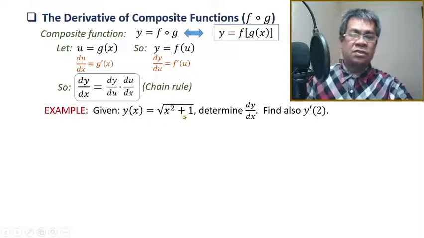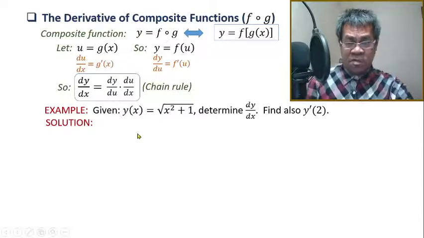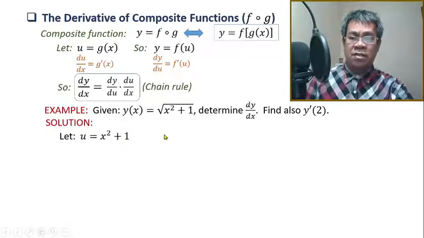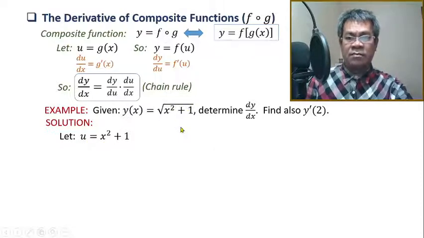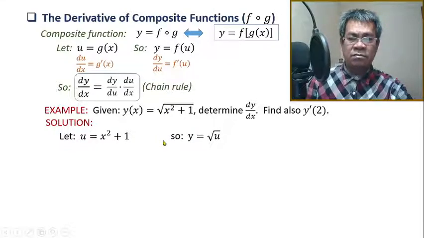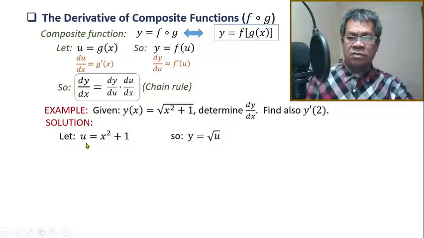So again, the process: you have to let u be equal to what? The internal. The internal is x squared plus 1. So let this be equal to u. This is our g of x actually. So our y now becomes the square root of u. Why? Because the x squared plus 1 was replaced by u, and u is x squared plus 1. So the process is we have to differentiate u with respect to x, so find du/dx.